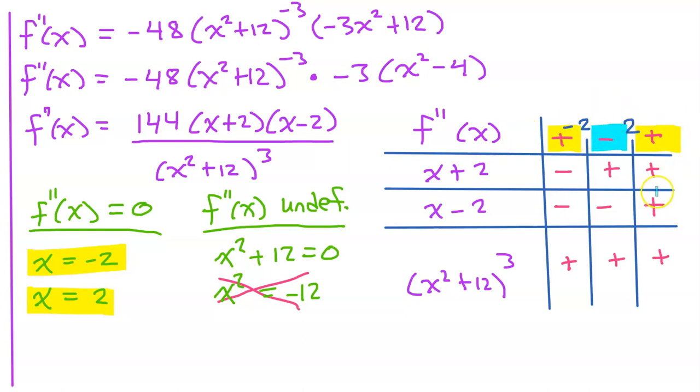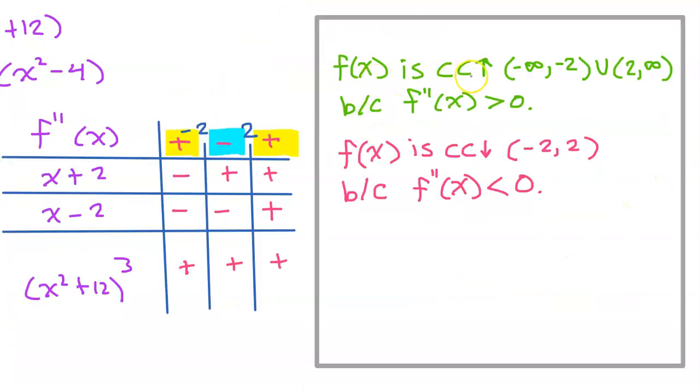So we just need to write all of that up. We say f of x is concave up from negative infinity to negative 2 and from 2 to infinity because f double prime is positive. f of x is concave down from negative 2 to positive 2 because f double prime is negative.